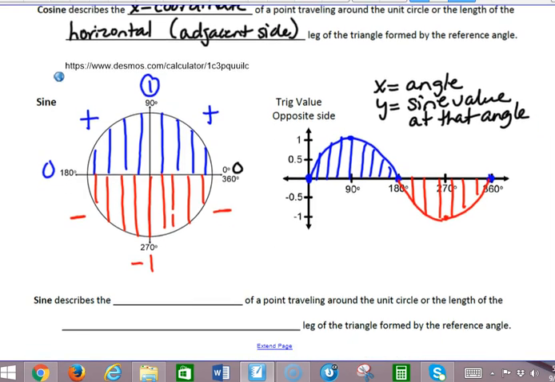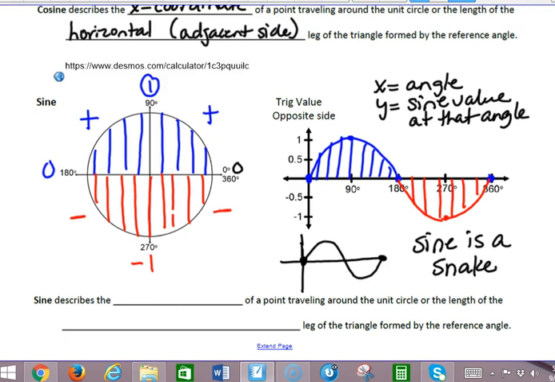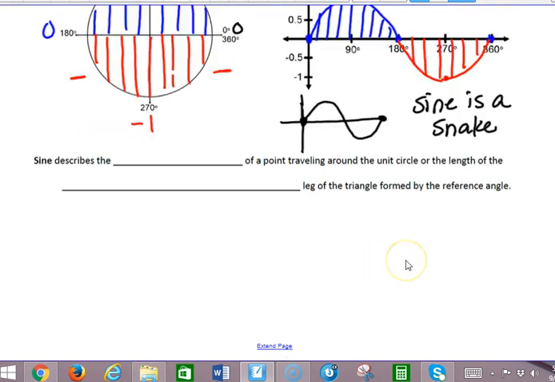To help you remember the basic shape of a sine graph, which starts at 0, starts at the origin, curves up, curves down, and then back to the x-axis, I like to think of this as sine is a snake. It comes up out of its little hole in the ground at the origin, and it slithers around the x-axis. So hopefully cosine is a cup and sine is a snake will help you remember where it starts and what the basic shape of the graph is.